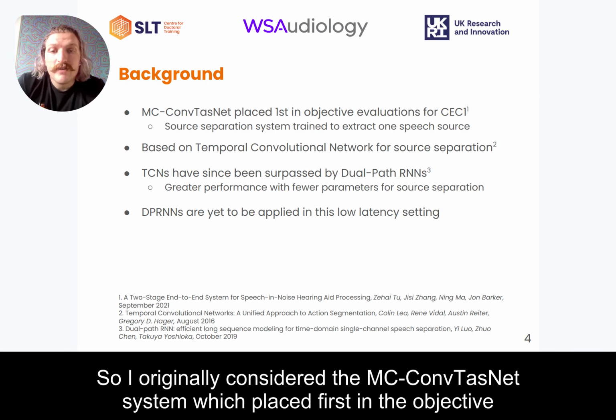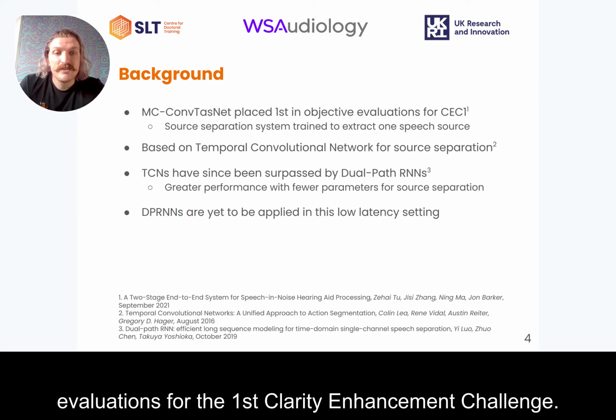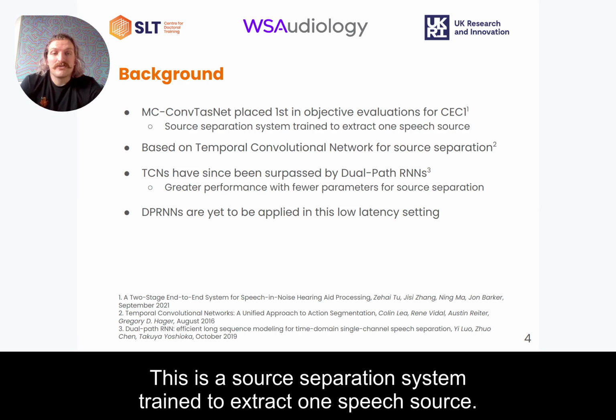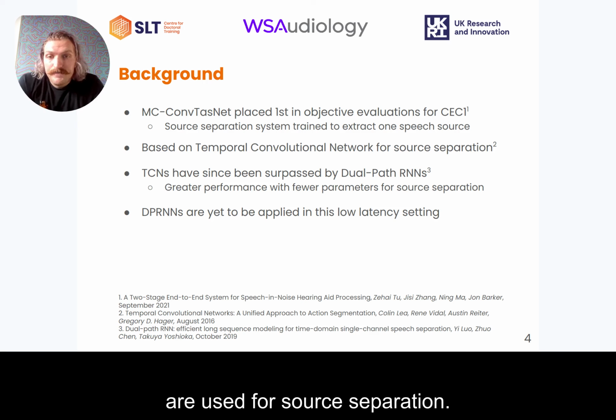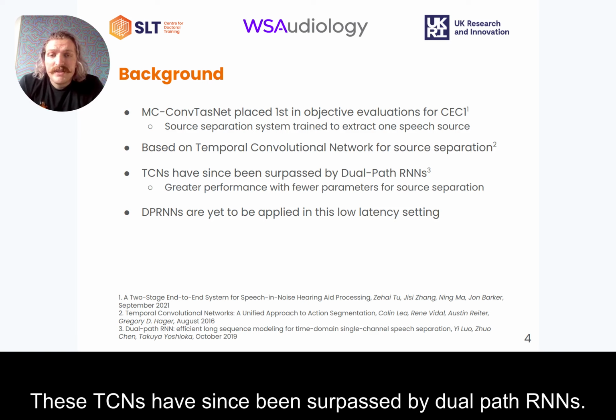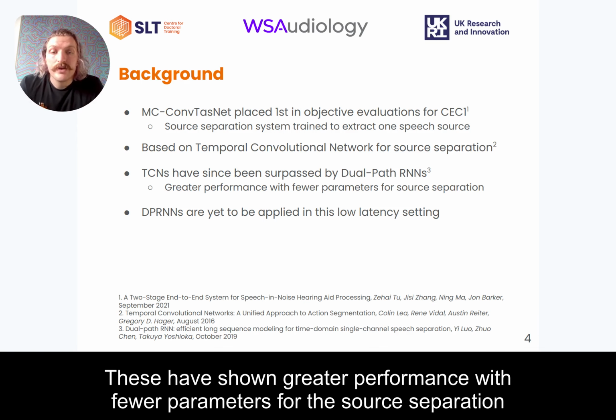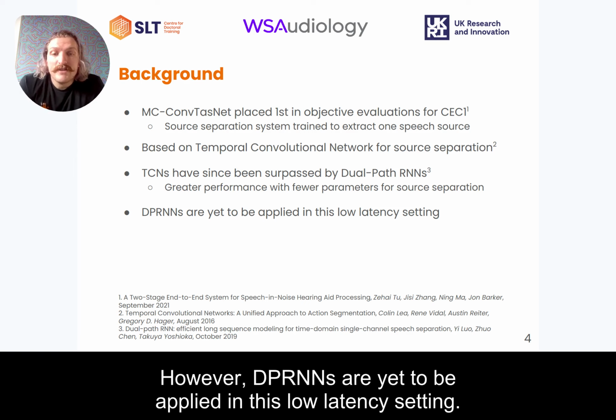So now to look at the background. I originally considered the MC ConvTasNet system, which placed first in the objective evaluations for the first Clarity Enhancement Challenge. This is a source separation system trained to extract one speech source. The separation block in the system was based on temporal convolutional networks, which are used for source separation. These TCNs have since been surpassed by dual path RNNs. These have shown greater performance with fewer parameters for the source separation task. However, DPRNNs are yet to be applied in this low latency setting.